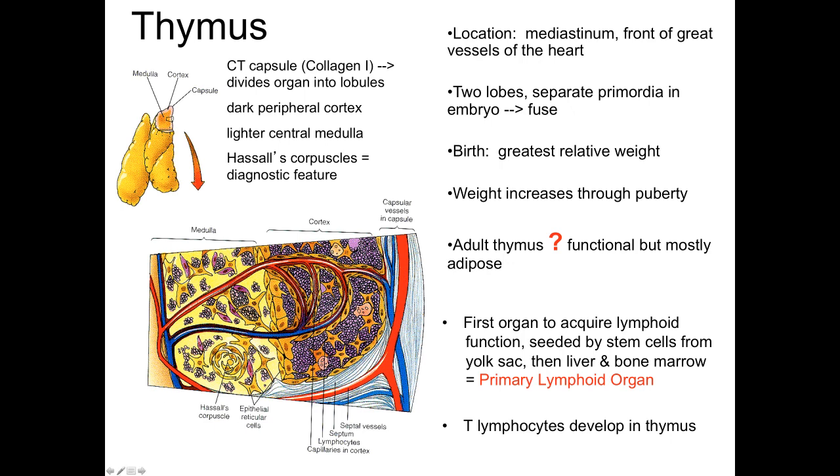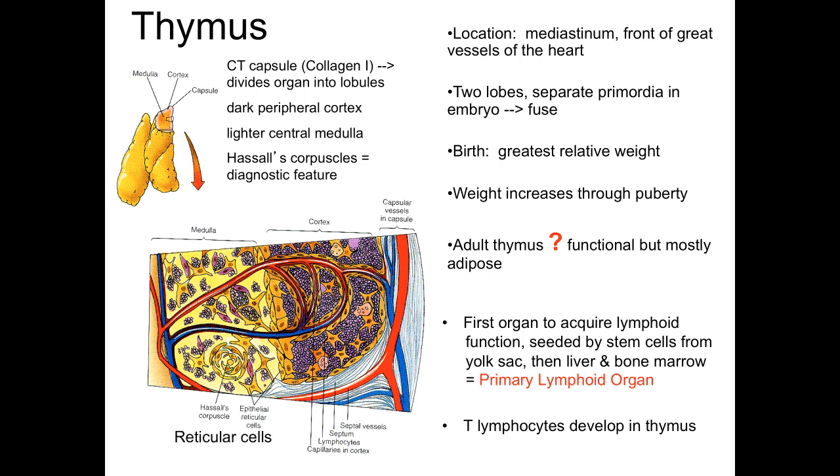As shown on this cartoon, there's a connective tissue capsule that penetrates the organ. The septa subdivide the thymus into lobules. There is a darker peripheral cortex, a lighter central medulla. It's in the cortex that there are many T cells that are developing and differentiating. Within the thymic medulla, there's a diagnostic feature that we give the term Hassall's corpuscles. I'll show you those histologically later.